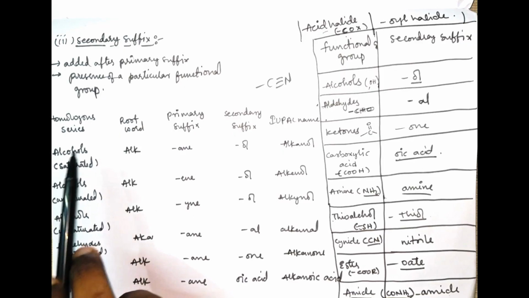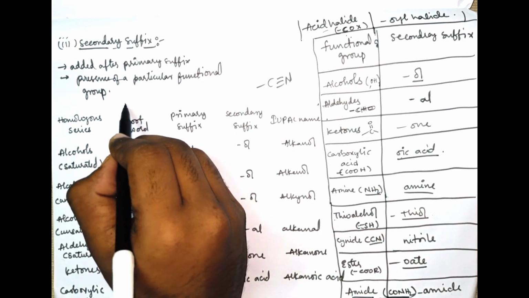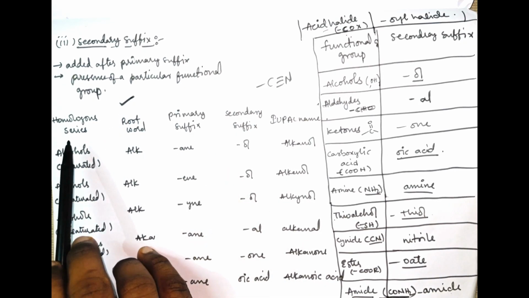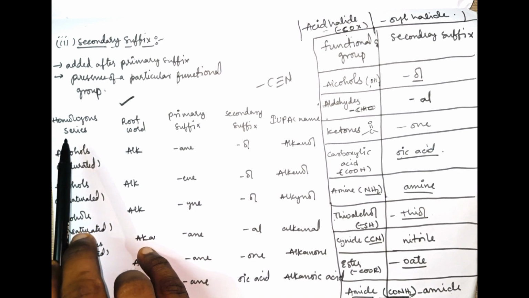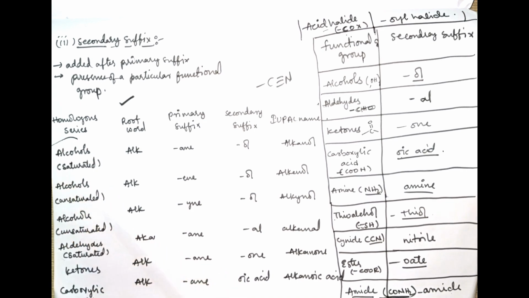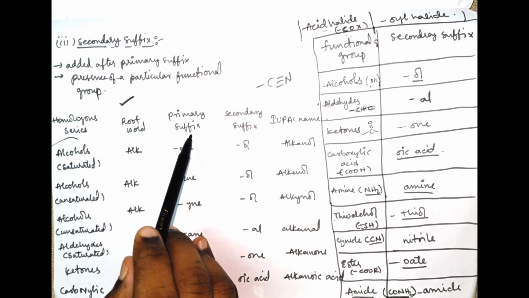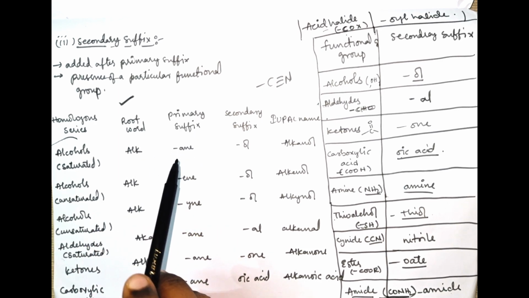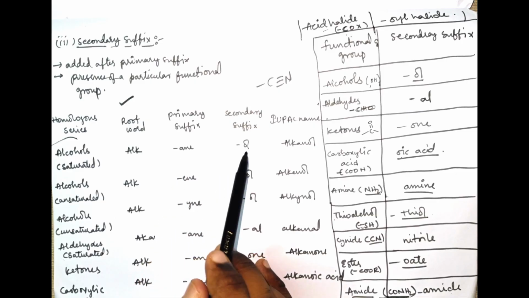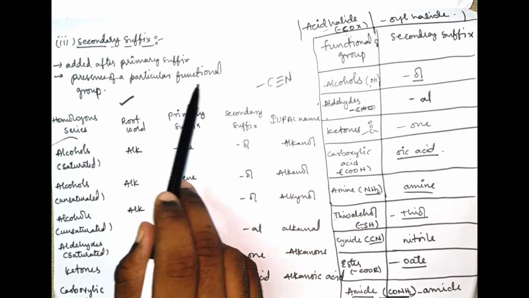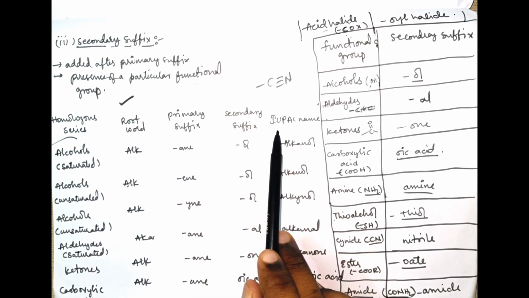Over here, if you look at this table, there are 5 parts. One is homologous series, which I have told you, and the second one is root word: meth, eth, prop, do you remember from earlier class? And next one is primary suffix, which denotes saturation or unsaturation, and secondary suffix, as I've told you, denotes functional group presence. And now let's try to learn the IUPAC name in total.